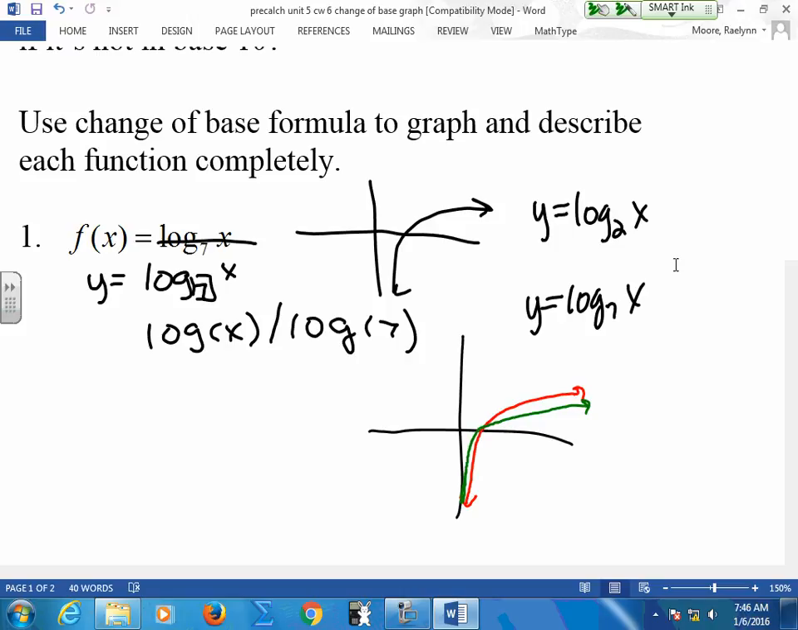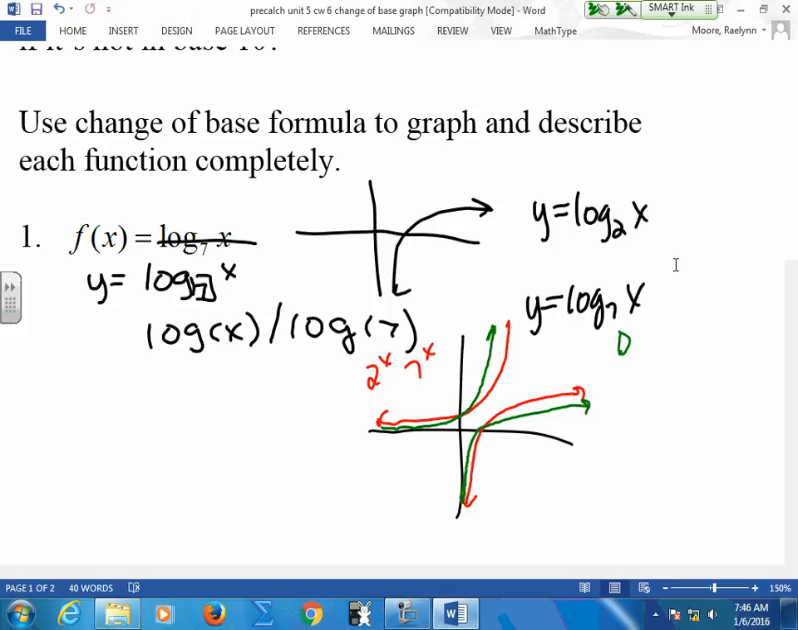Same thing with your exponential curves. When we did 2 to the x, we noticed it was a little bit wider. When we did 7 to the x, we noticed it came down here and came a little bit closer to the axis, that's all. But the characteristics are still the exact same, no matter what base you use.